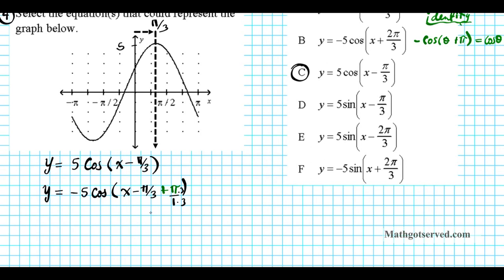And then this becomes negative 5 cosine x minus, let's see, minus pi over 3 plus 3 pi over 3. And then your final answer is going to be negative 5 cosine x plus 2 pi over 3. Alright, and we can clearly see that our answer is option letter B.